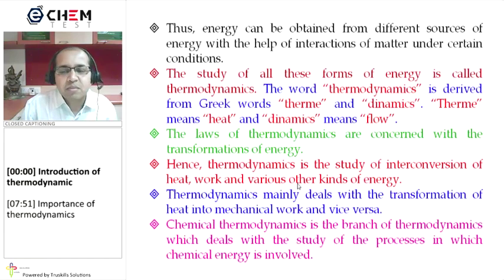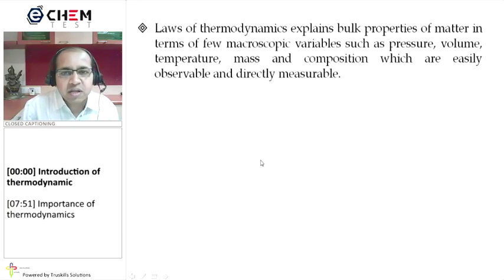Chemical thermodynamics is the branch of thermodynamics which deals with the study of processes in which chemical energy is involved. So in chemical thermodynamics we are mainly concerned with the conversion or transformation of energy which is obtained because of a chemical reaction. Laws of thermodynamics explain bulk properties of matter in terms of a few macroscopic variables such as pressure, volume, temperature, mass and composition, which are easily observable and measurable.